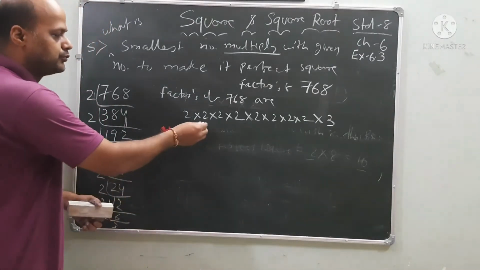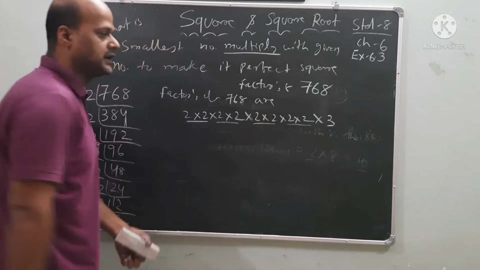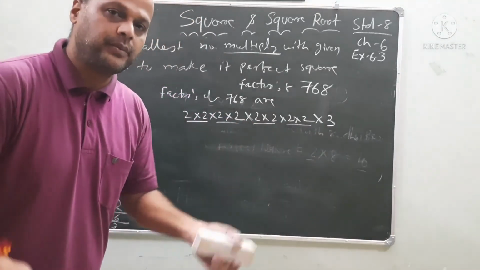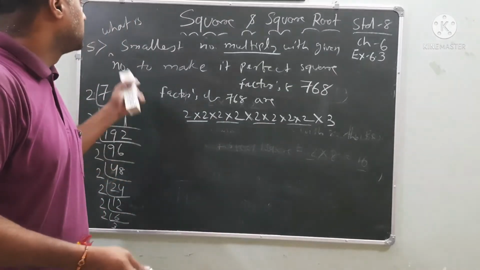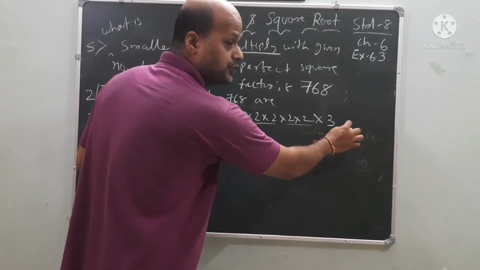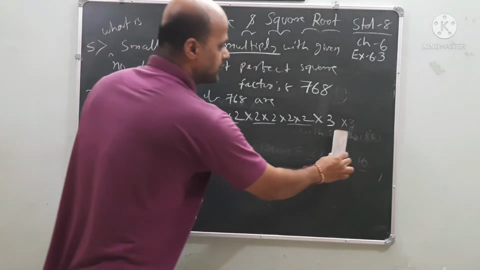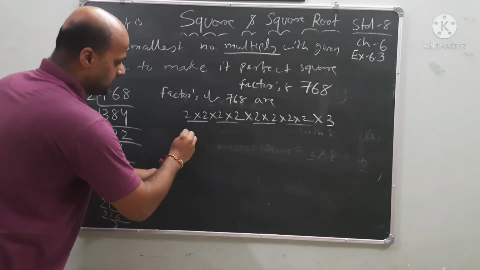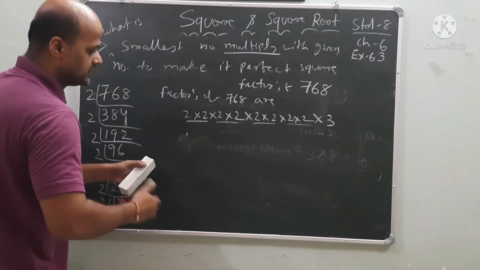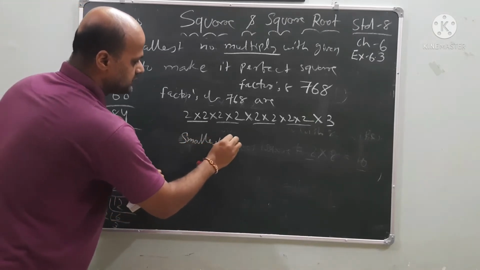So what do you have to do? First pair it. Two pairs are there, or no? A similar number of pairs is there, but here only one 3 is there. So how much do I have to multiply so that the number is a perfect square? Another 3 I have to multiply here, because 3 is missing here. So you have to write it in this manner: the smallest number 3.